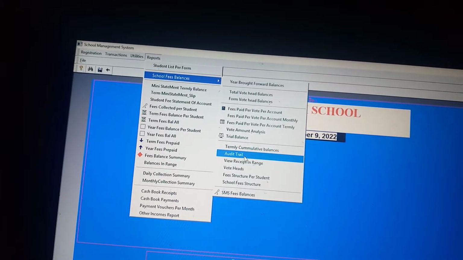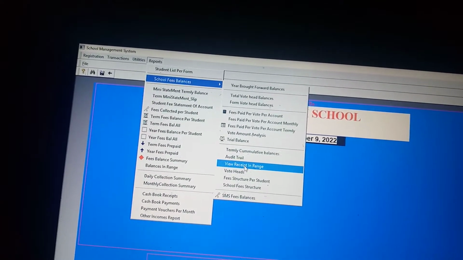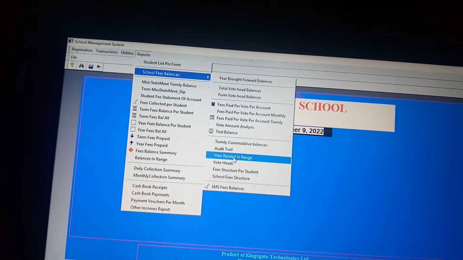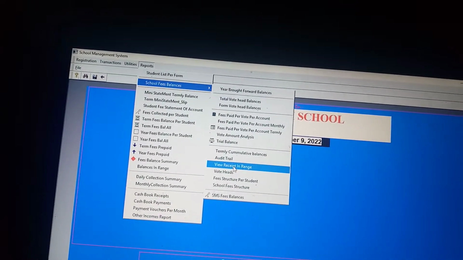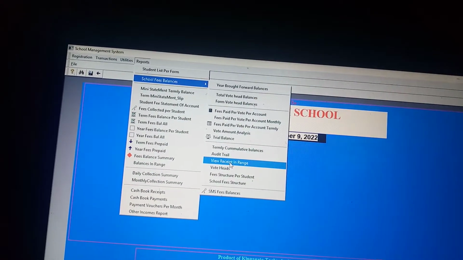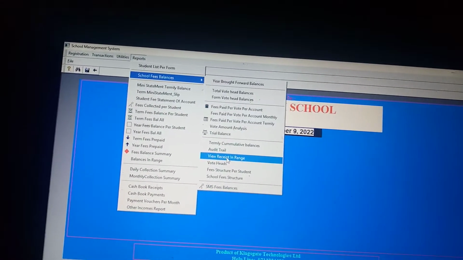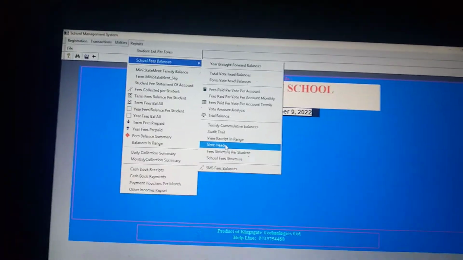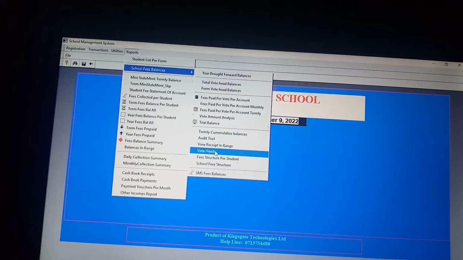We have that report. We can view receipt in range. For example, you are looking for a certain receipt, maybe there is a complaint, and you know that receipt was between receipt number 100 and 120. You are able to see all those receipts all on a specific day, so that you are able to locate a certain receipt and see what happened.